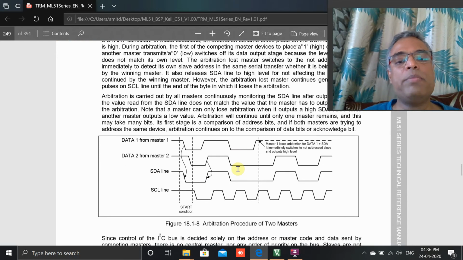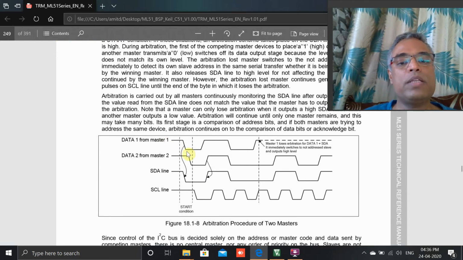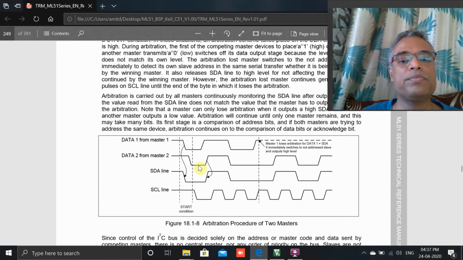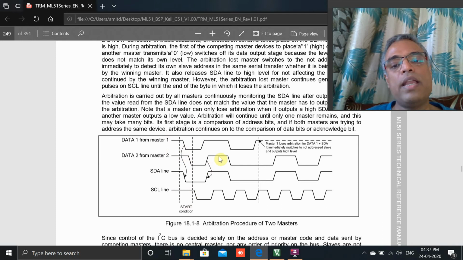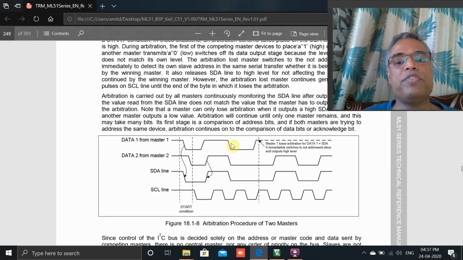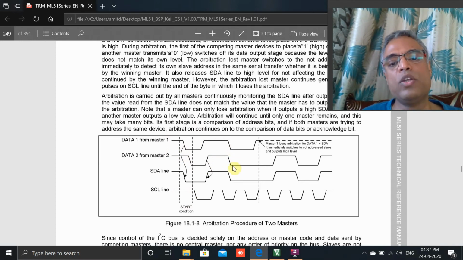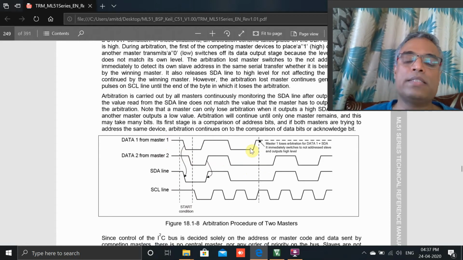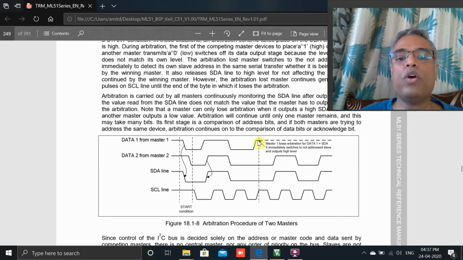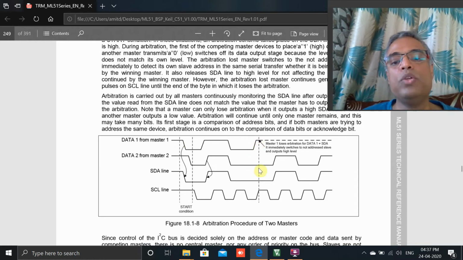So what the arbitration says is that, let's say there are two masters and they have their start bits. Here a start condition is generated by both the masters. This is master 1 and this is master 2, and we are generating a start condition. The clock line is high, so a start condition is generated. Now the start condition completes and both the masters proceed further. Both the masters send a low bit out. Now the master which then releases the SDA, this master 1 is trying to output a 1, but master 2 continues with 0.